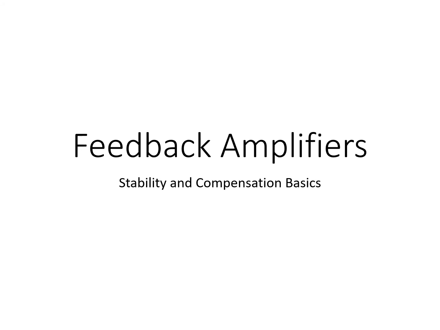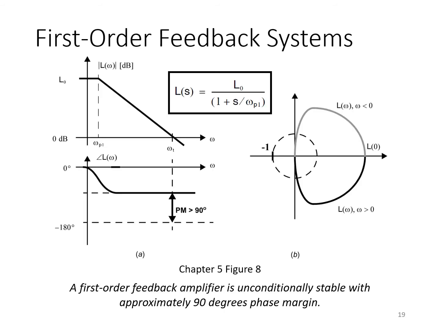In this video, we'll review some basics of the stability and compensation of feedback amplifiers. We'll begin by considering first-order feedback systems, that is, feedback systems for which the loop gain L can be written with a first-order single-time constant response, specifically with a finite gain L0, no finite zero in the numerator here, only a single pole in the denominator at a frequency omega p1.